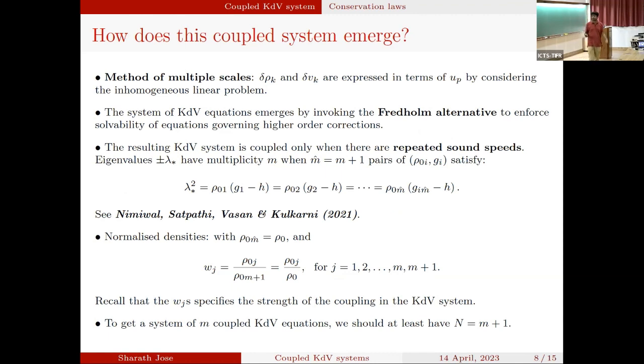One more important point: if we have to get a system of M coupled KdV equations, the number of components in the Schrodinger equation should be at least M plus 1. Again, I'm not going into the details of this, but I can discuss it with anyone who's interested later on.